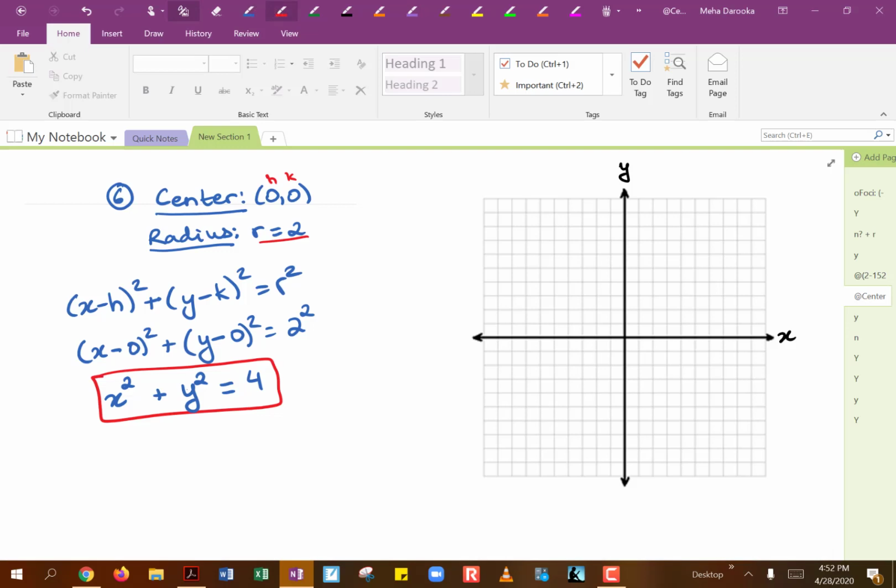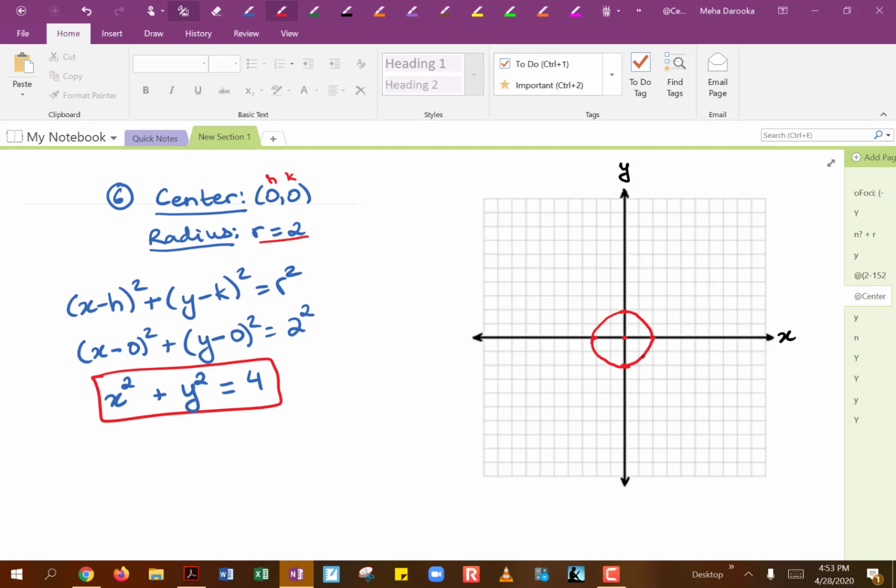Now if I try to graph this, my center is at 0, 0, and then my radius is 2, which means I'm going out 2 units from that center in all directions. So this is what our circle will end up looking like. And as you can see, it's definitely going to be a little bit different than our ellipse because we don't have a horizontal major axis or a minor axis either, right? They're all going to be the same length.